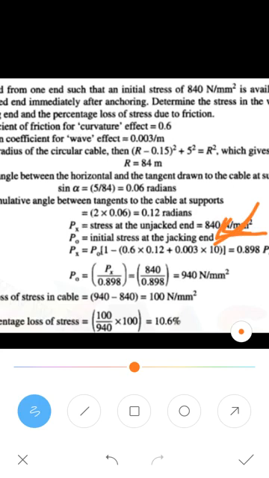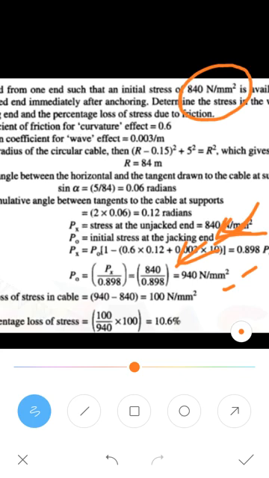Finally, if you simplify this equation, you will get 0.898 P naught, where P naught is the initial stress. Keep P naught as it is and bring 0.898 down. We know Px, the stress at the unjacked end, is 840, given in the question. So P naught is equal to 840 divided by 0.898, which simplifies to 940.